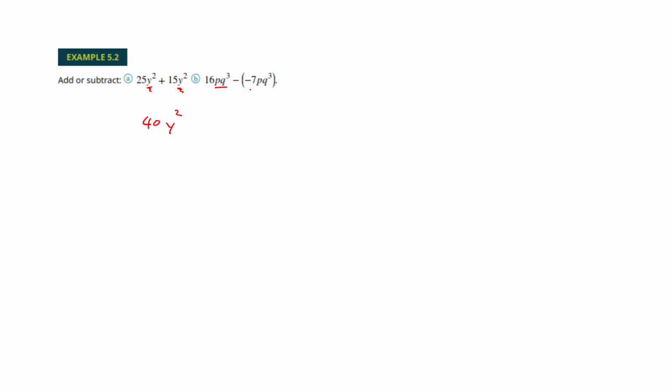Now these names of the variables are identical. That is exactly the same word. That is pq to the third, so that can be combined. Now I would want to fix the two negatives in a row and make that a positive. So how many people are on the pq to the third team? I've got 16 plus 7. I've got 23 on the pq to the third.